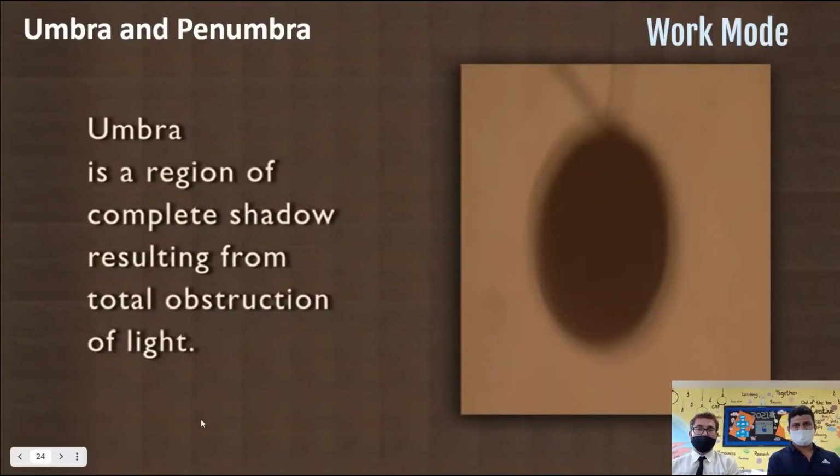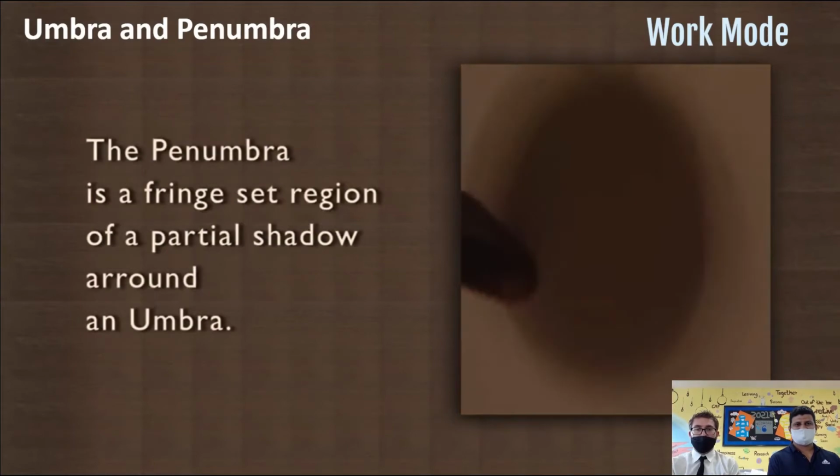So, based on the video, you saw that there were 2 main kinds of shadows. One was a dark shadow and one was a light shadow. The dark shadow is called the umbra. The umbra is a region of complete shadow resulting from total obstruction of light. And then you have the penumbra. This one is a fringe region of a partial shadow around the umbra. So it's not totally shadow.